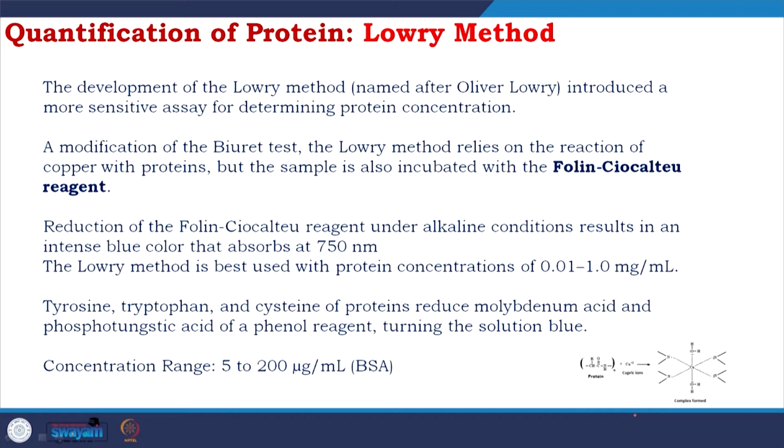The reduction of the reagent under alkaline condition results in an intense blue color that absorbs at 750 nanometer. The Lowry method is best used with protein concentration 0.01 to 1 mg per ml. Tyrosine, tryptophan and cysteine of protein reduce molybdic acid and phosphotungstic acid of the phenol reagent, turning the solution blue. The concentration range is 5 to 200 microgram per ml. So, this is estimated with the protein bovine serum albumin.